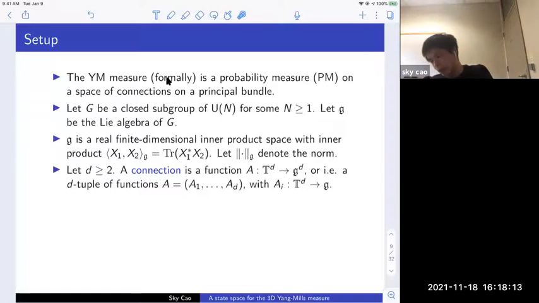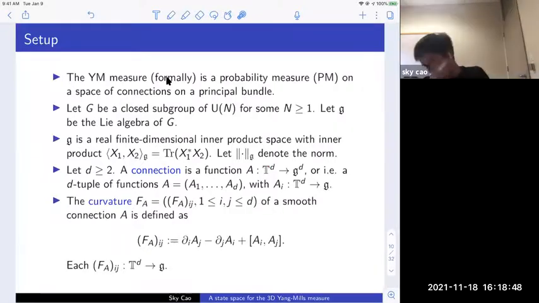Now I can define what a connection is. Let D be at least 2. For the purposes of definitions, I can work in any dimension for now. A connection for us will just be a function from the underlying space, which for us will be the D-torus, to 𝔤^D. In other words, a connection is a D-tuple of functions where each component function maps into the Lie algebra. Here I'm taking the base space to be the torus for mathematical convenience because it's compact and boundaryless. That'll be useful.